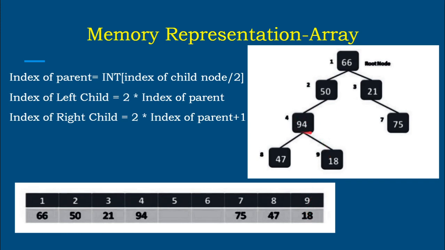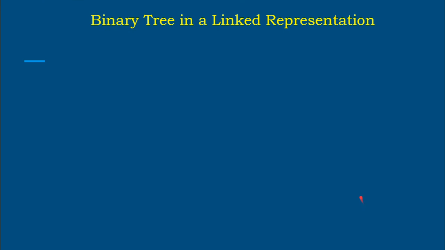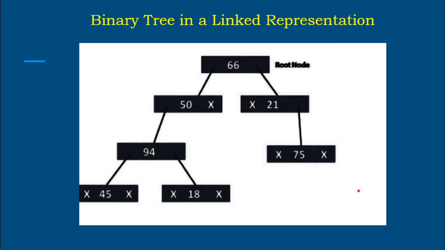So 94 is in the 4th location. 4 into 2 is 8, so 47 comes in the 8th location, and 4 into 2 plus 1 is 9, which is the 9th location. The right side of 94, which is 18, is stored there. So this is how the memory representation is done using the array concept. Now let us see how the same is stored in the linked representation.